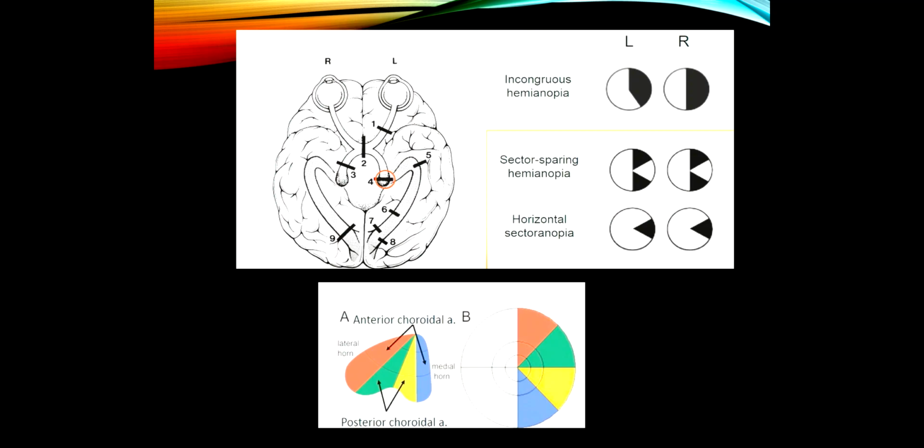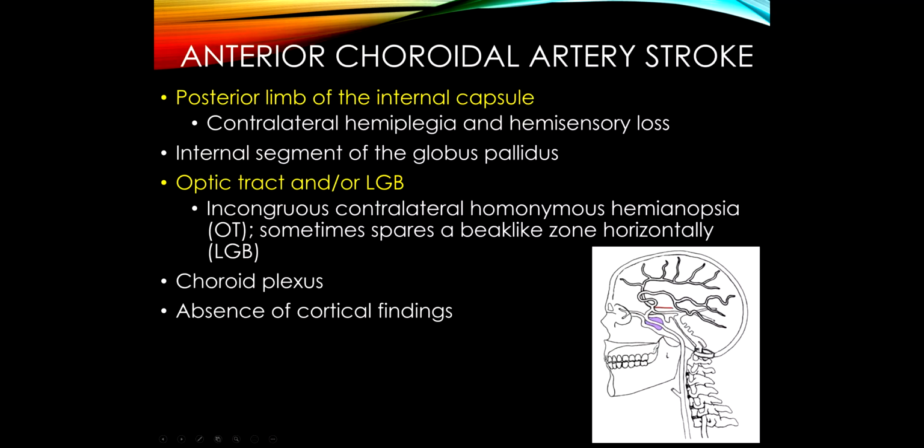So here's the lateral geniculate, and there is a posterior choroidal artery that supplies this portion, and then the anterior choroidal artery supplies here in red and in blue. And so patients with an anterior choroidal artery stroke will lose this part of their vision and this part of their vision. And so they have what we call a central beak-like sparing of preserved vision. So that is a very distinctive pattern of visual loss with an anterior choroidal artery stroke that we don't see with anything else, right? So if you find that, then you know that's what your patient has.